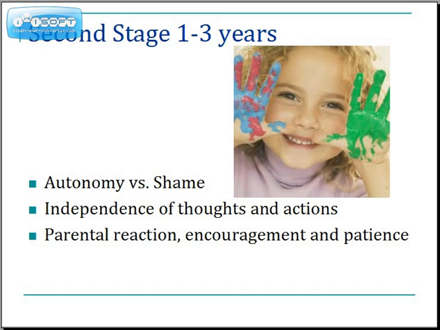Stage 2 of Erickson's psychosocial theory deals with children ages 1.5 to 3. The major conflict during this stage is autonomy versus shame. In this stage, children are becoming more independent and learning things on their own. It is in the parents' reactions to their children's actions that develop this part of their personalities. The parents need to be patient and encouraging in order for their child to develop properly in this stage.